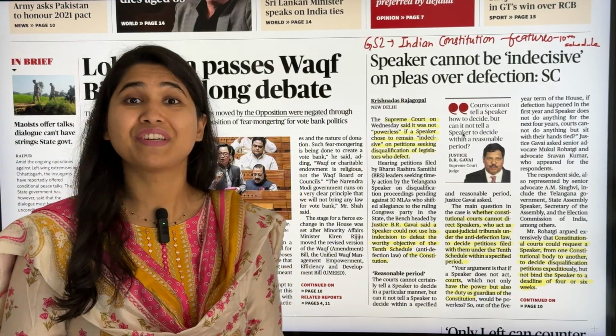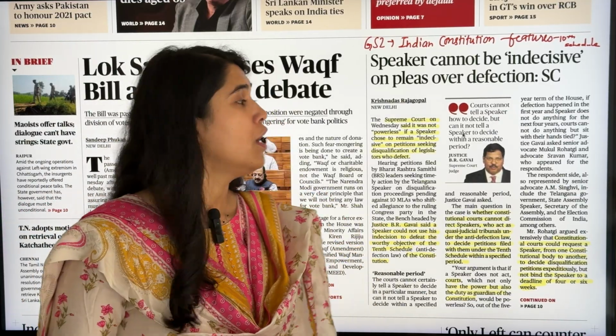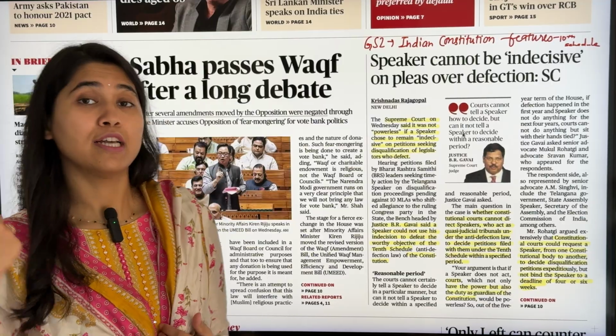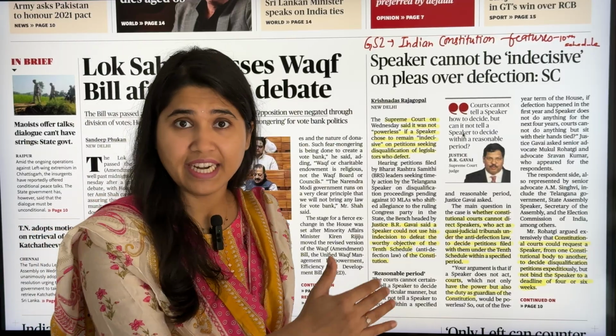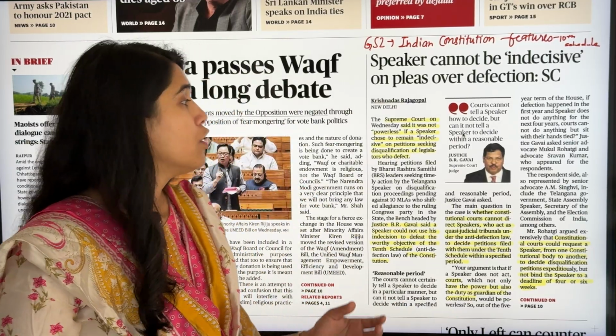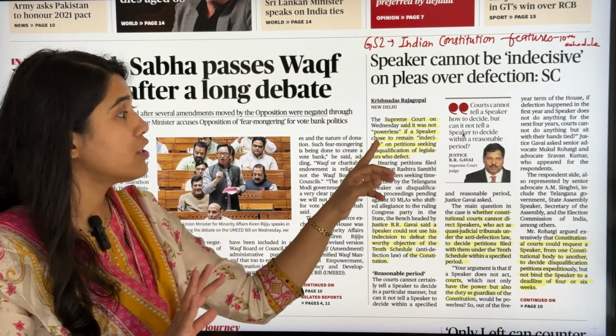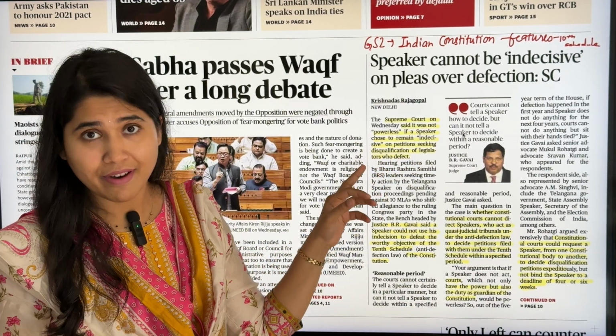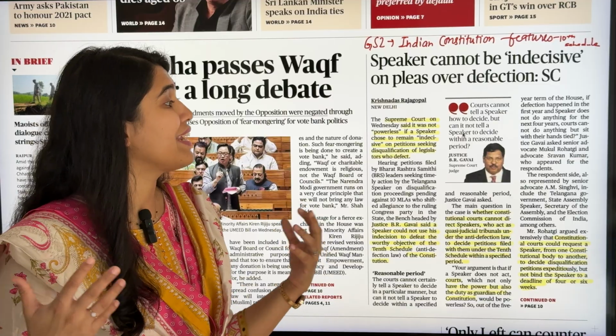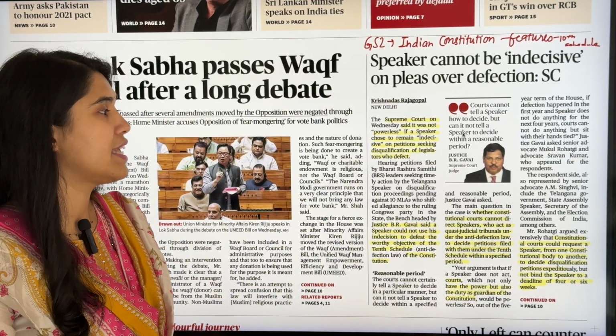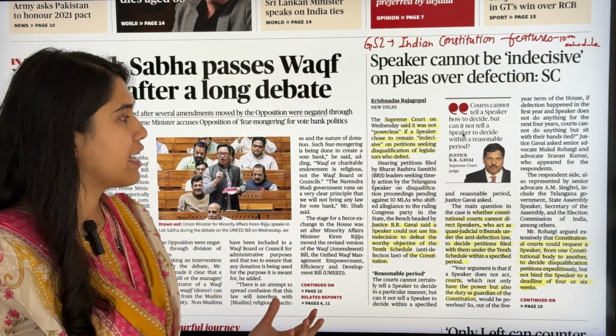If you go to the 10th schedule of the Indian Constitution, it is about anti-defection, brought by the 52nd Amendment Act. In that, the speaker has to decide whether the respective MPs or MLAs have defected, and there should be certain action to be taken against them, right? So the Supreme Court said it is not powerless if the speaker chooses to remain indecisive on petitions seeking disqualification of legislators who defect.